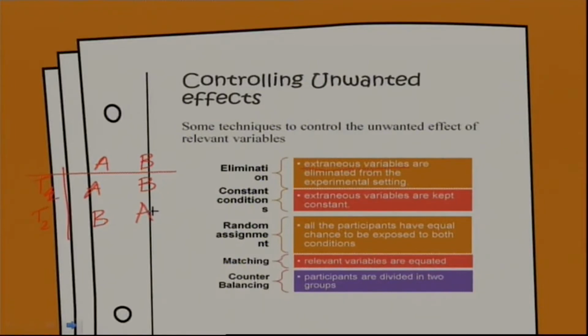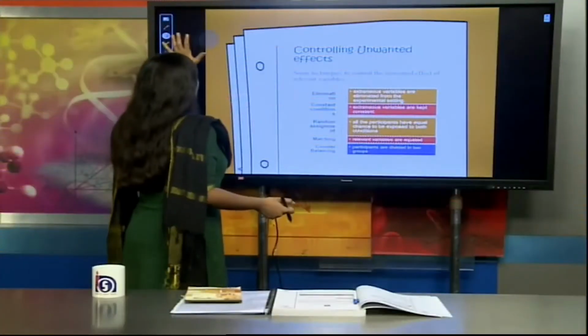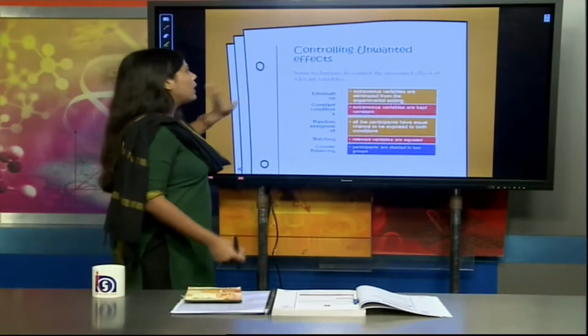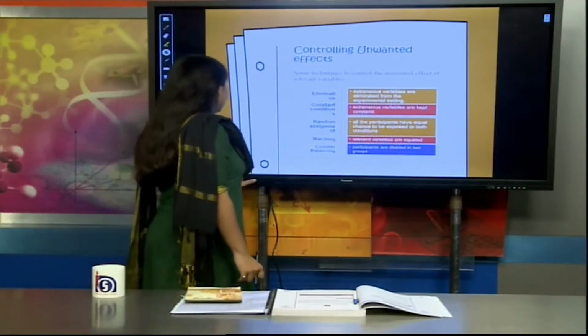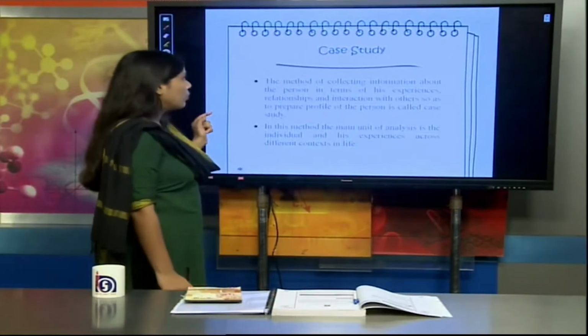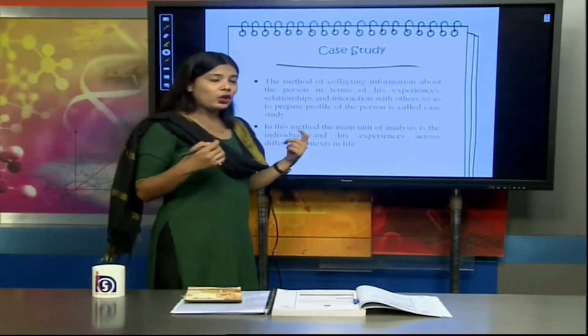Now we are sure that the sequence is maintained because both groups have been exposed to both treatments. So that is counterbalancing. These were the methods to control unwanted effects in an experiment or in research. So now we have the different psychological tools.